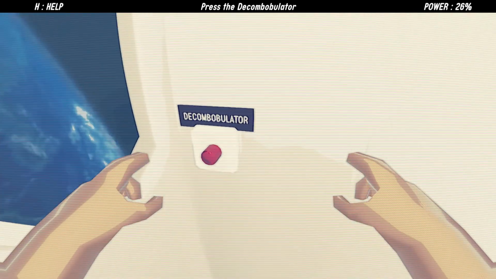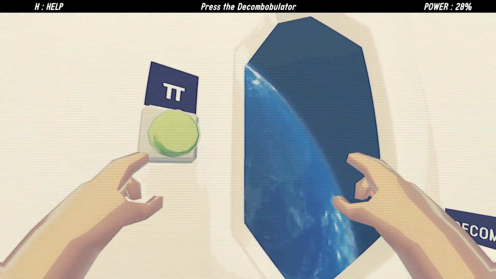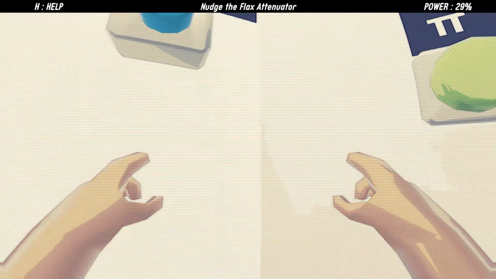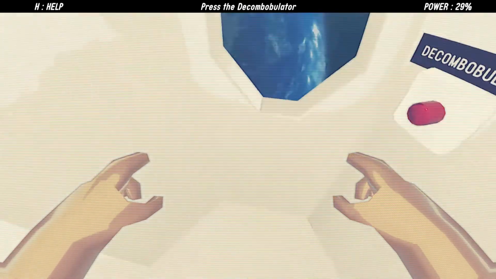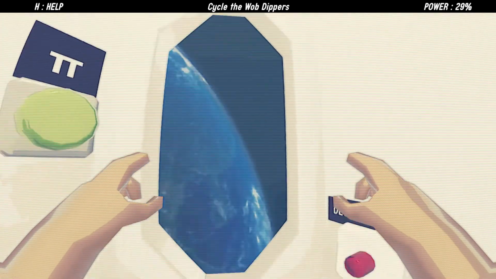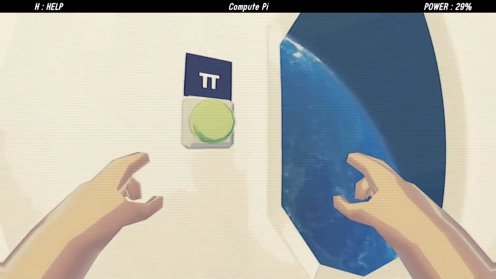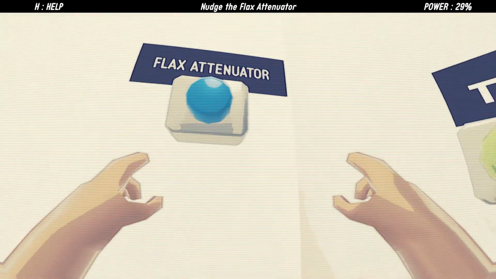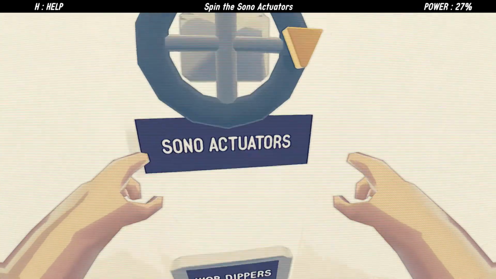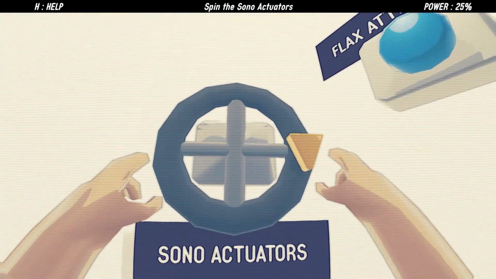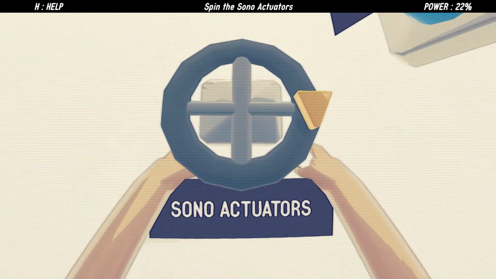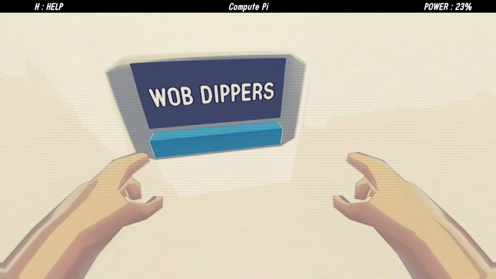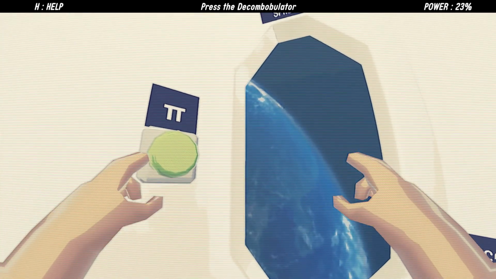Press the decombobulator. Compute pi. Press the decombobulator. Sample the rectosphere. Compute pi. Nudge the flax attenuator. Press the decombobulator. Cycle of the wob dippers. Compute pi. Press the decombobulator. Nudge the flax attenuator. Spin the sono actuators. Cycle of the wob dippers. Compute pi. Press the decombobulator.